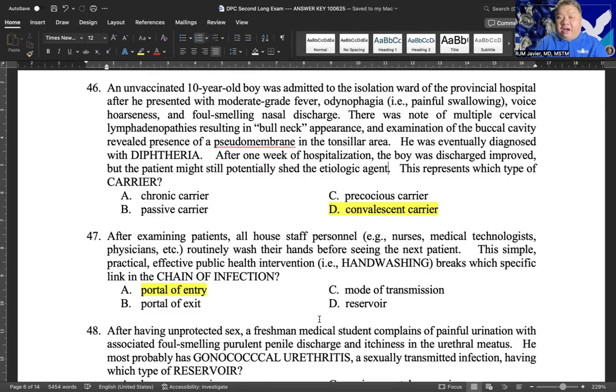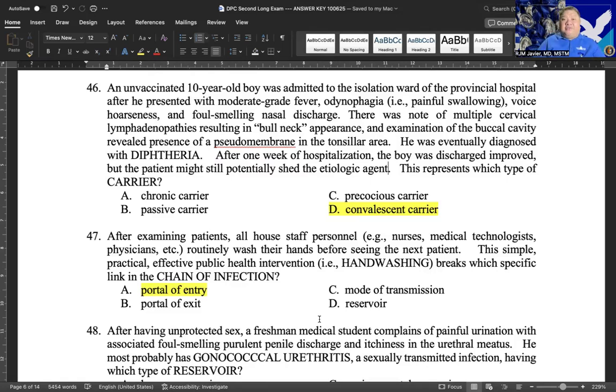After 1 week of hospitalization, the boy was discharged improved, but the patient might still potentially shed the etiologic agent, which is your Corynebacterium diphtheriae. Now, this represents which type of carrier? Choosing the best possible answer, the key words here are the patient might still potentially shed the etiologic agent despite being improved in terms of clinical symptomatology.